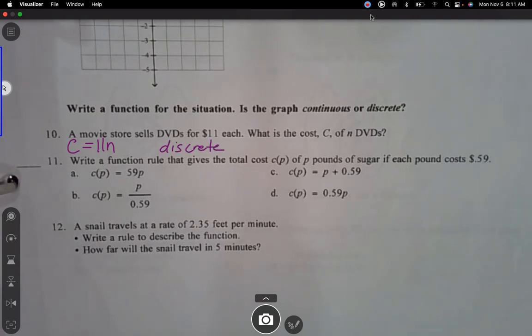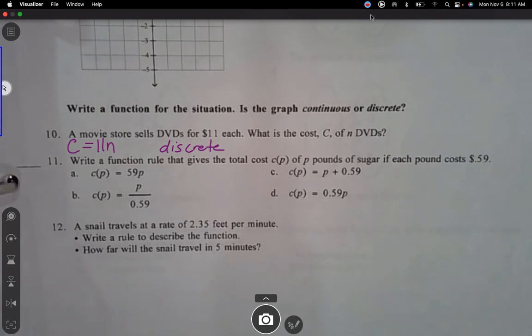That would be that answer. This one's next. Write the function rule. The cost for a pound of sugar, 59 cents a pound. So look for the one. Be careful because this one almost got me. Which one has 59 cents per pound? D. It is not A, it is D. That one has the 59 cents.